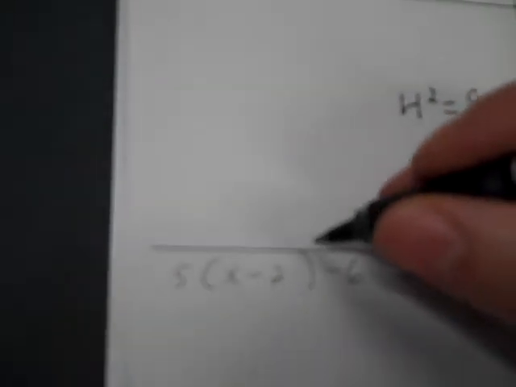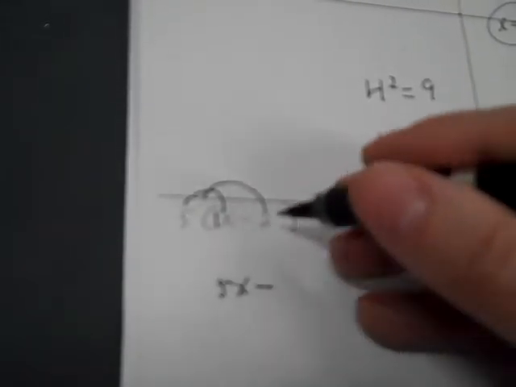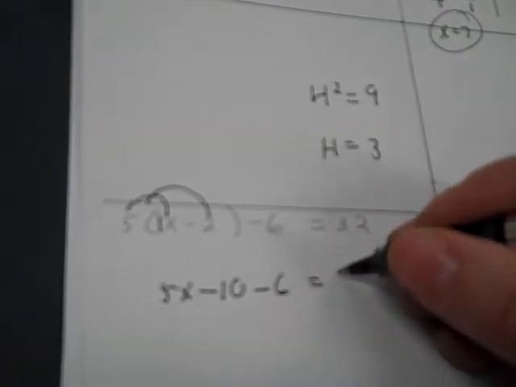Okay, I don't see the power there, so we're not blocked. I go through with the rainbows. So there's one answer, and you don't square root. So that's 5x minus 5 times 2 is 10, and then minus the 6 equals 32.